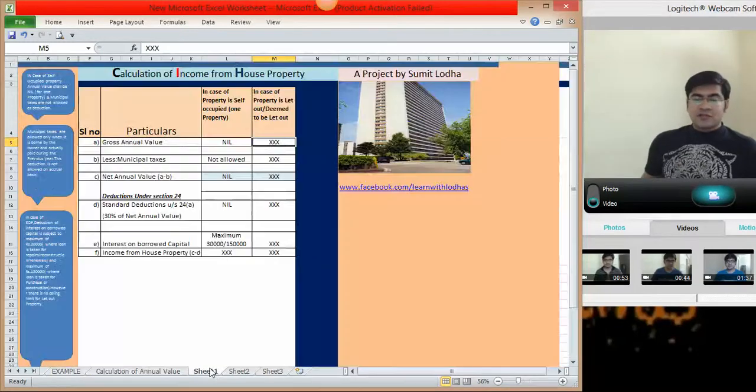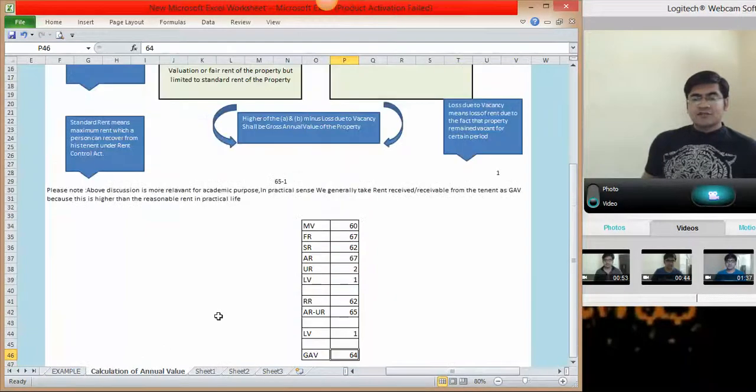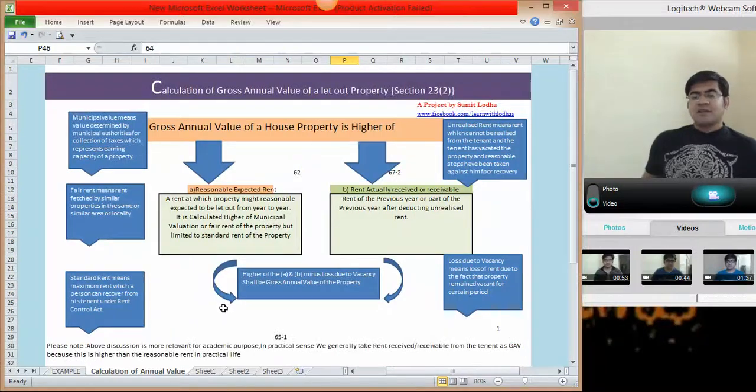This gross annual value will be used while calculating income from house property. Like here, this figure will be pasted. So hopefully this tutorial will make sense for all of those who wish to calculate the gross annual value and wish to know what loss due to vacancy is.